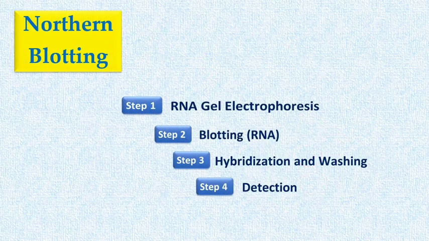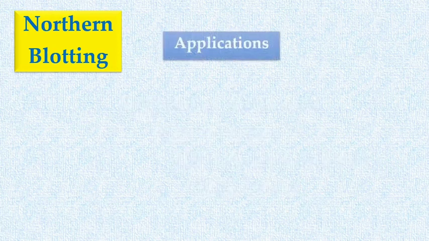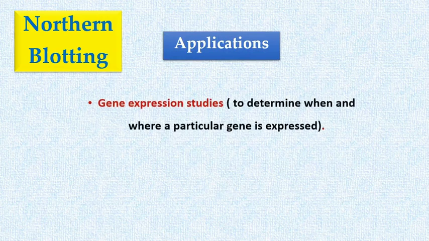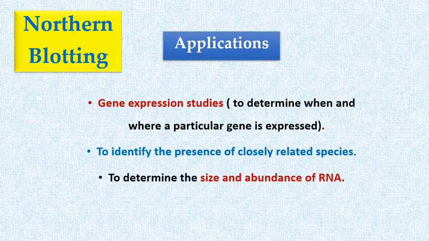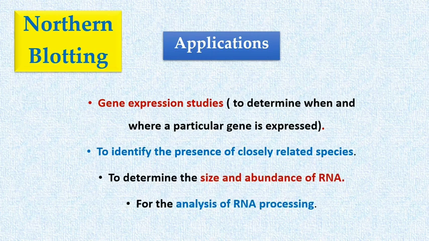So, these were the steps involved in northern blotting. The main applications of northern blotting include gene expression studies, such as to determine when and where a particular gene is expressed, to identify the presence of closely related species, to determine the size and abundance of RNA, and for the analysis of RNA processing. Modern methods such as PCR have replaced the methods of southern and northern blotting.